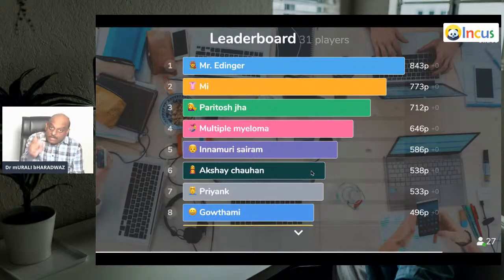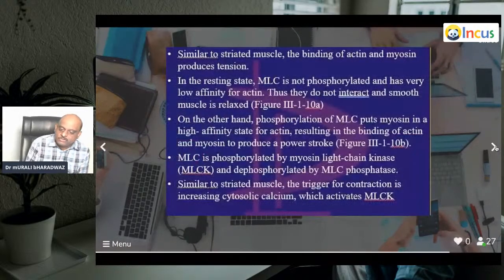Smooth muscle, skeletal muscle, contraction. You have to finish it tonight only, okay? So that is a promise you need to give to me.